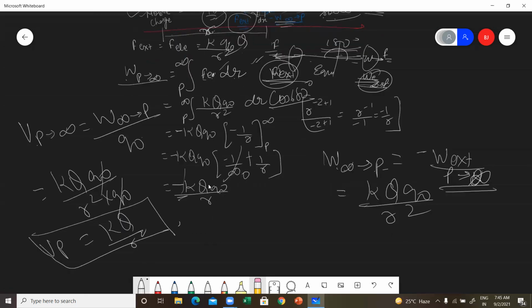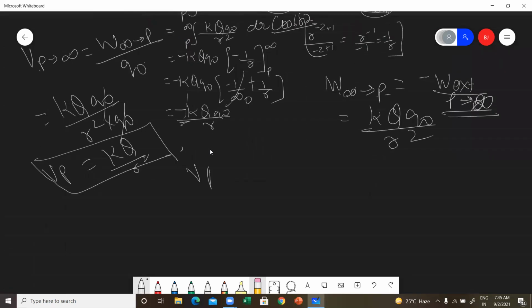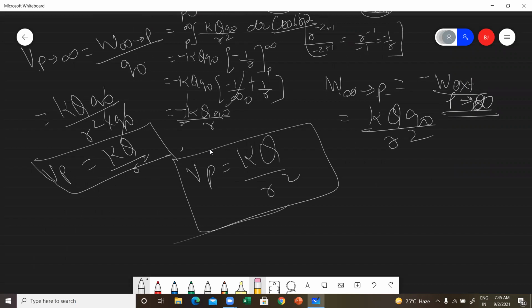Is this clear, Nandini? Yes, ma'am. Vp is equal to kQ by R square. This is the potential for the point charge, not at infinity. For the point charge. Clear? Yes, ma'am. Okay.